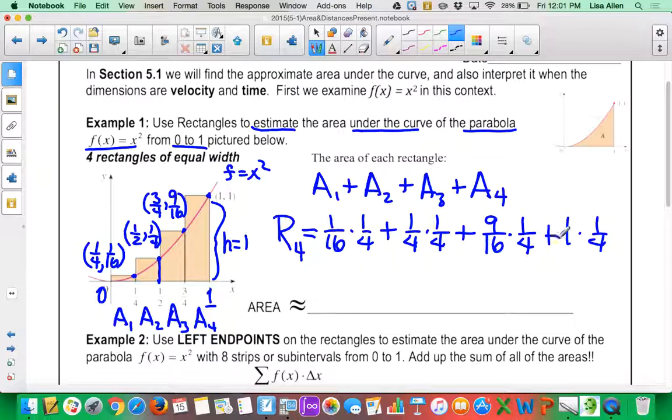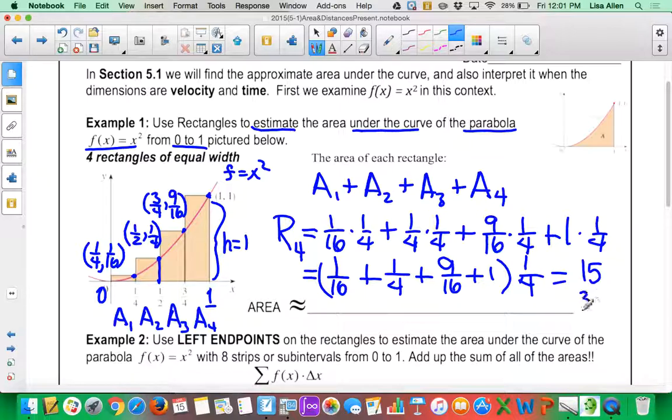Now you can see each term has a factor of 1/4, so it may be easier in the long run if we just add up the y values, 1/16 plus 1/4 plus 9/16 plus 1, and then multiply by 1/4. And that's what we'll do in the next example. So when we add everything together, we get that the area is approximately 15/32.